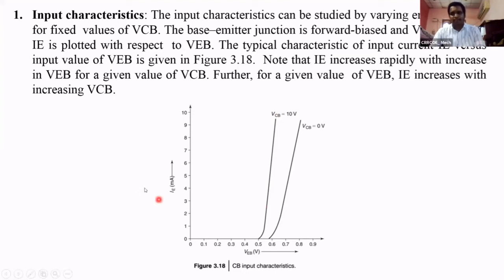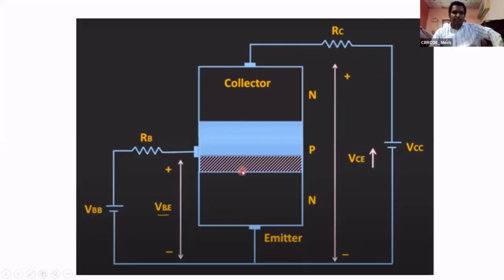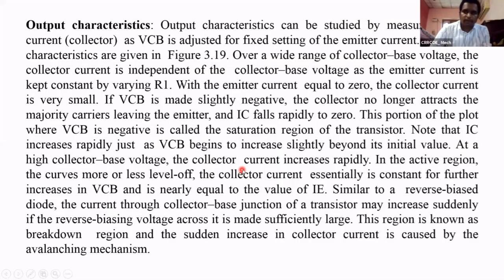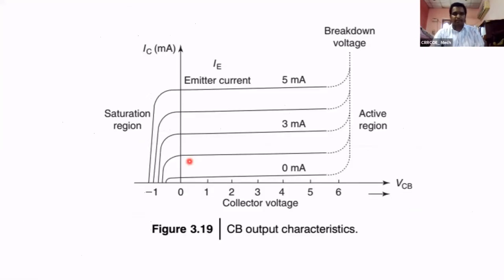This is the relationship between IE and VEB. This is input characteristic curves. Next one is output characteristic curves. This is the relationship between output current, that is collector current, and output voltage, that is the voltage between the collector and base, VCB, because the circuit is connected in common base configuration. The output is taken between the base and collector, that is the VCB. The relationship between the collector current and VCB is output characteristics.